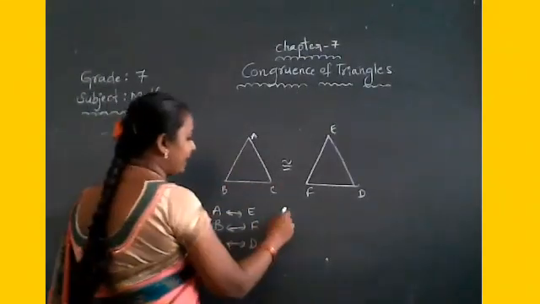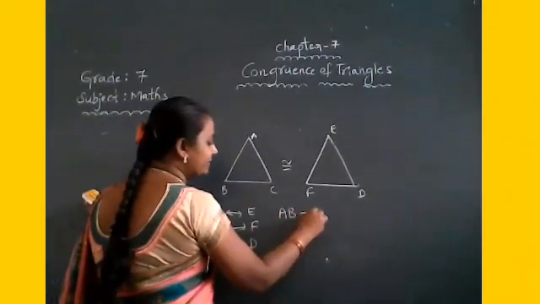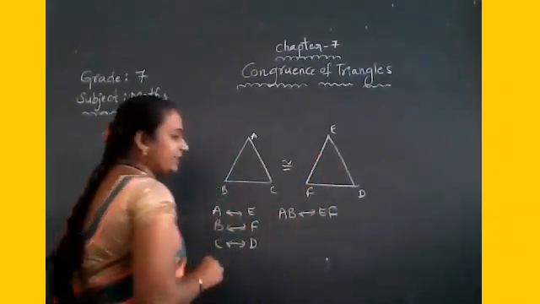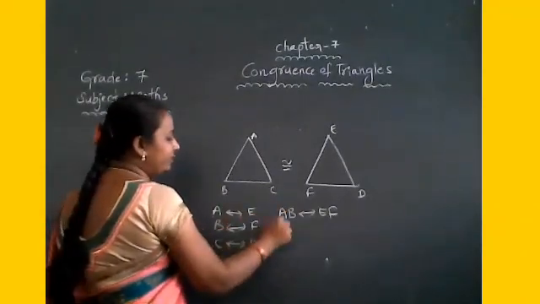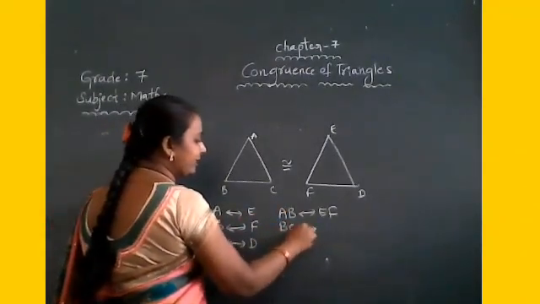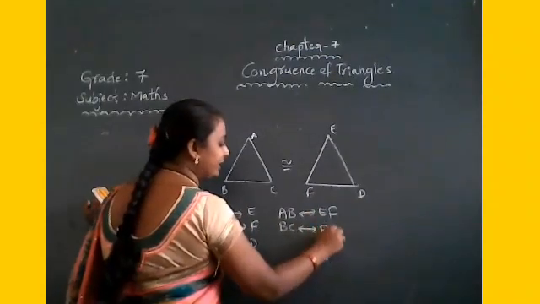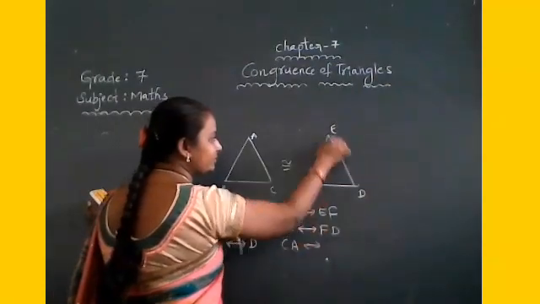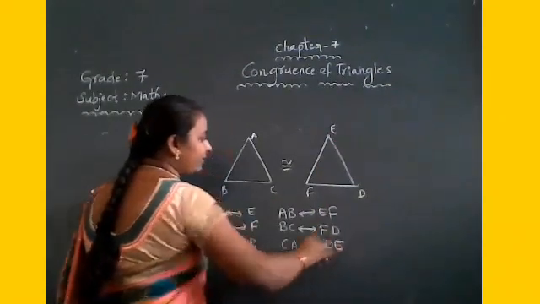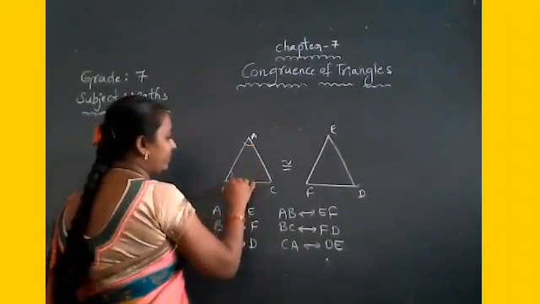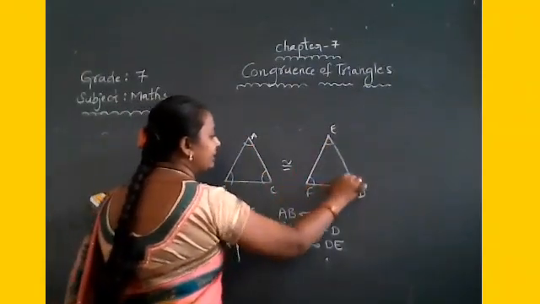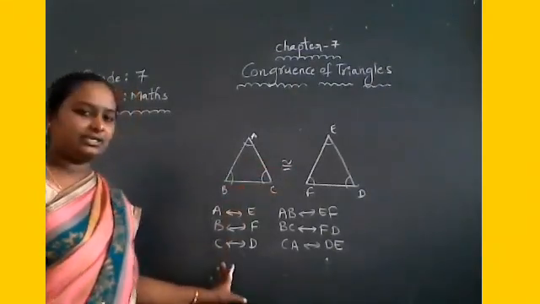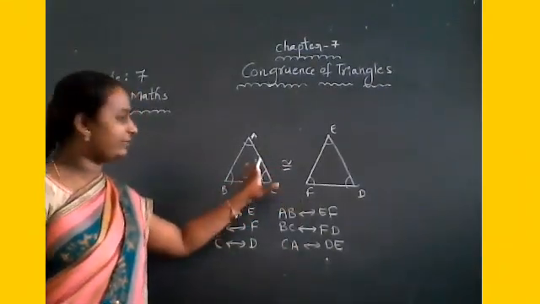So AB length corresponds to EF, and BC corresponds to FD, and next CA corresponds to DE. Okay, so if you see the angles of these two triangles, here the vertices are the same, here the sides are the same, right?